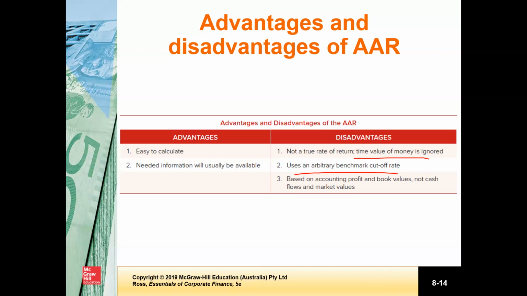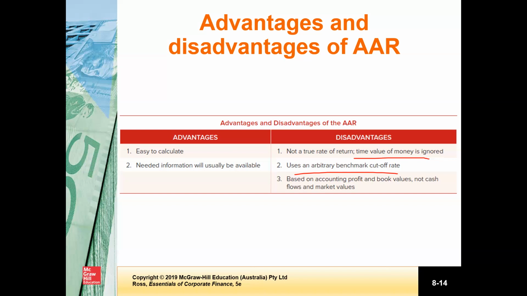Third, and perhaps the worst flaw in the AAR, is that it does not even look at the right things. Instead of cash flow and market value, it uses profit for the year and book value. You remember for net present value, we looked at the cash flows and we discounted them. But in this case, we relied not on cash flow, we relied on profit. And we also did not consider market value, rather we used book values, and these are poor substitutes.